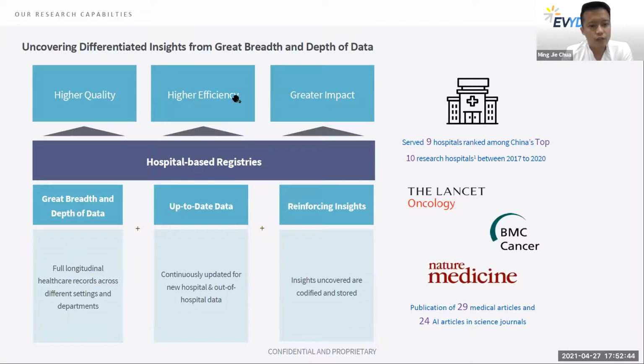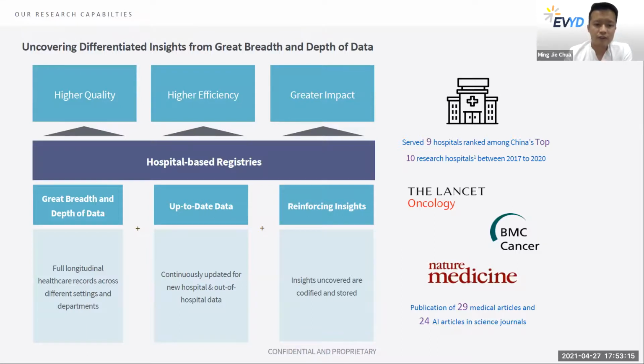And we would also like to share with you our approach to enabling research. Here you can see our hospital-based registry and the 3 key value propositions of which. Our hospital-based registries are built on top of our big data platform. And as mentioned earlier, our big data platform is directly plugged into the hospital systems, extracting data and aggregating that data as it's being produced.